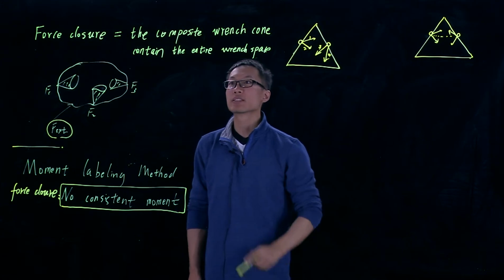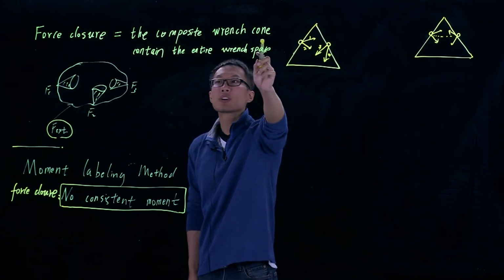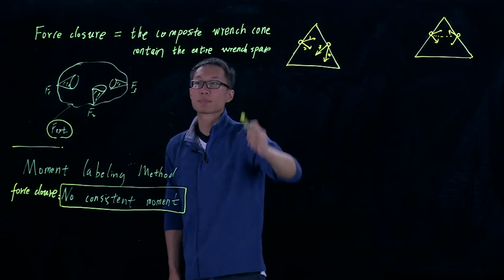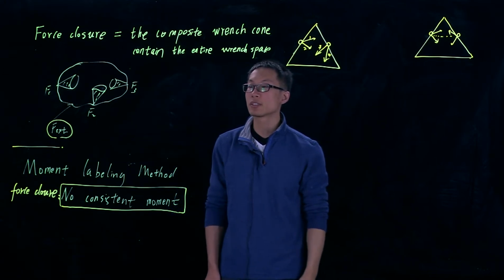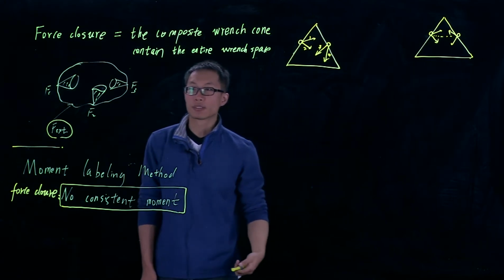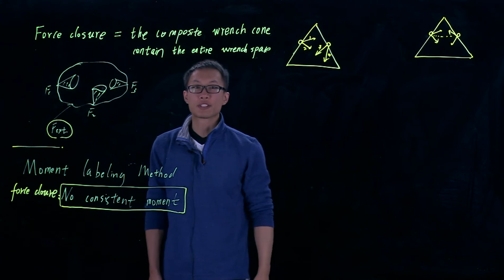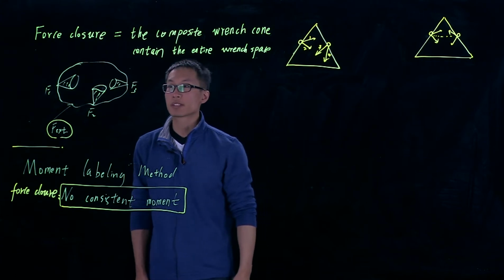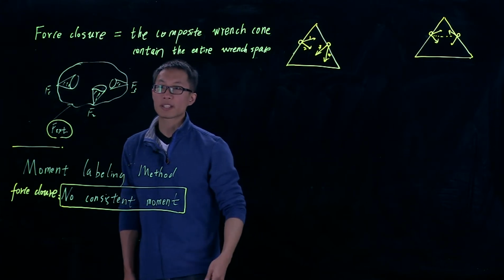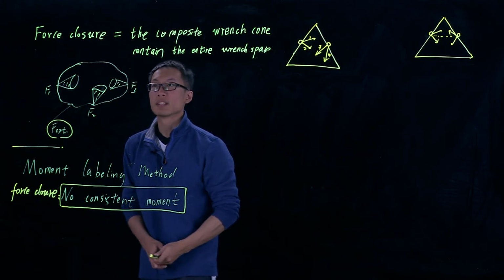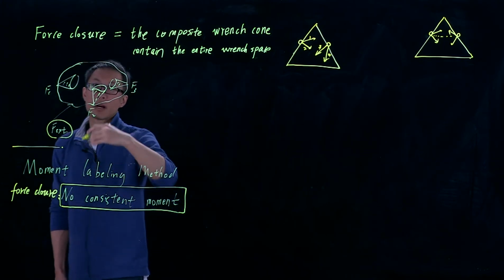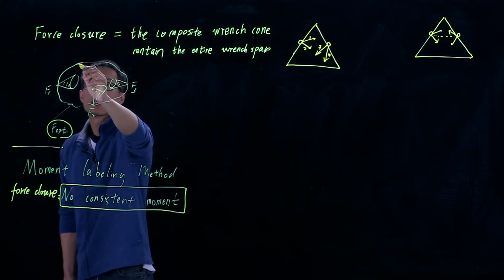The definition is that the composite of wedge cones contains the entire wedge space. That is force closure. Let's recap form closure. Form closure is achieved if a set of constraints prevents the motion of the object. So, similarly, we can understand force closure.